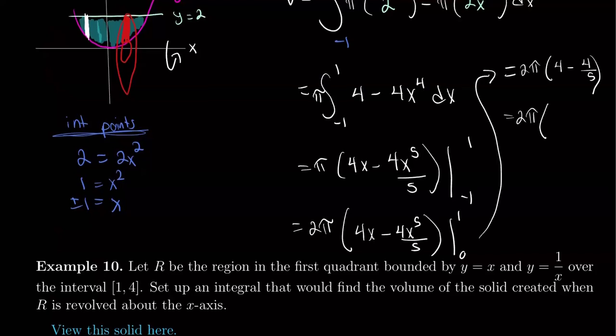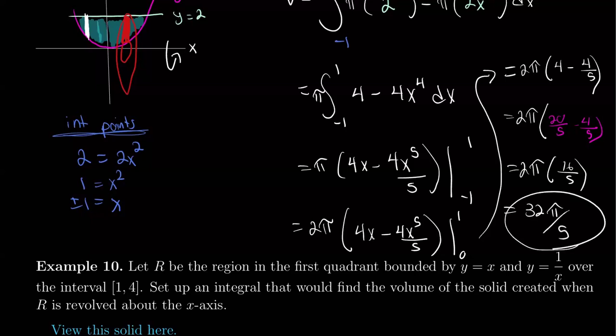We can do this by hand so you guys can see how to do it. I would make that 4 the same thing as 20 over 5 minus 4 over 5. Of course, you could use your calculator if you prefer, but that way you have this option here. And I ended up with 16 over 5. So all that worked out to 32 pi fifths units cubed because we found a volume. Ta-da!